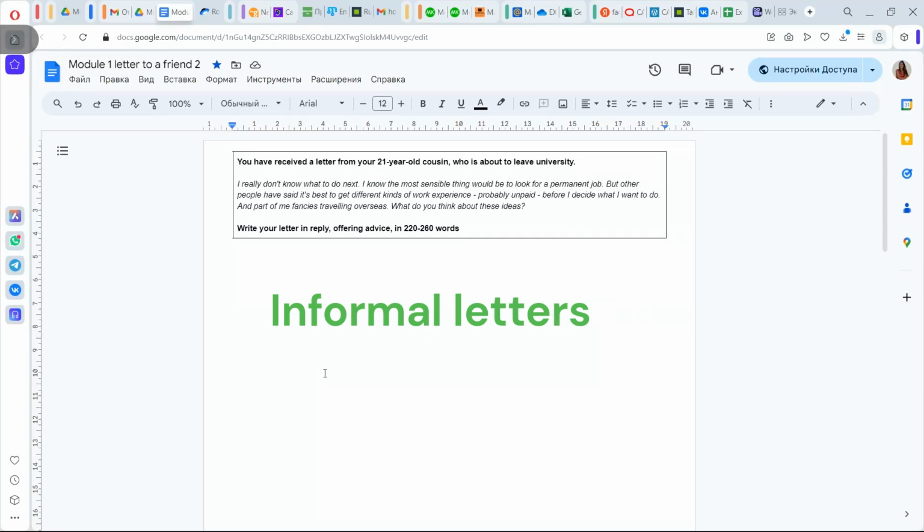Hello everyone. Today we are going to talk about how to write informal letters in C1 Advanced Cambridge English exam. If you've never written any pieces of writing as an exam task, I would start with informal letters since I consider they are a bit easier in comparison with the others. Let's get started.